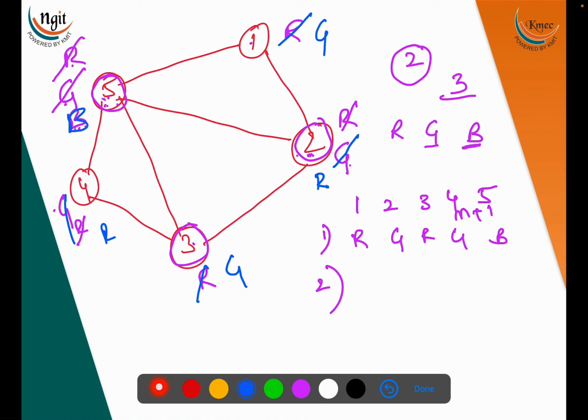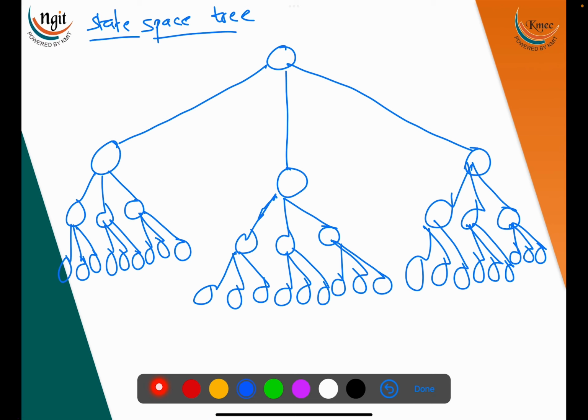M coloring optimization problem is what? How many possible cases will we have? So that is what the M coloring problem is about.